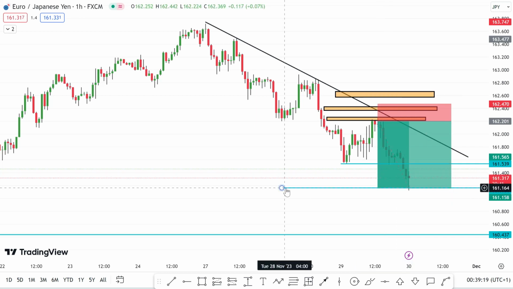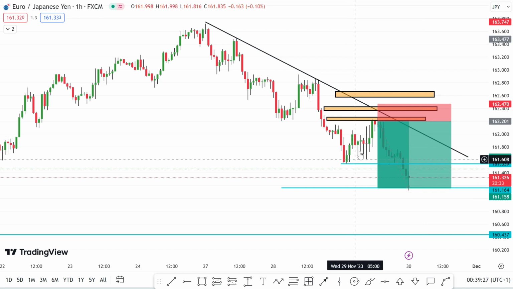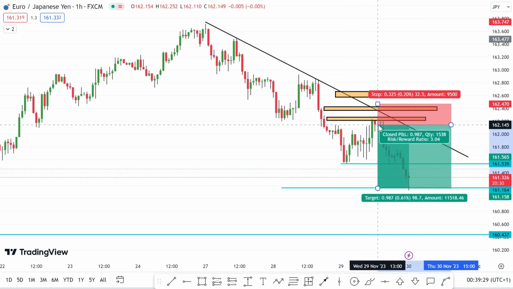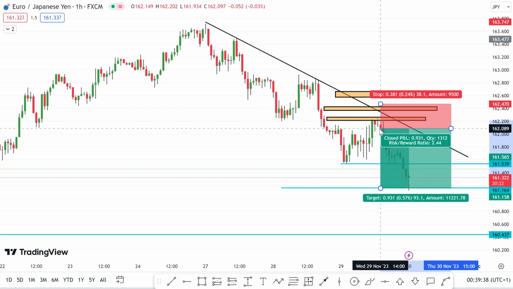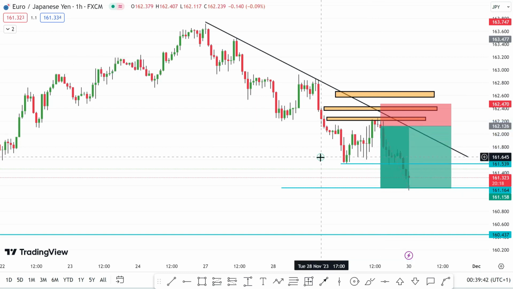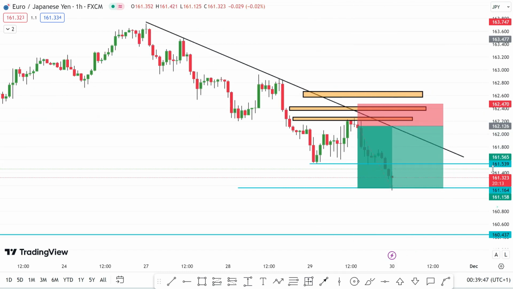So as you can see, this trade already gave us 1:3.8 RR, but when I called this setup, we took the sell over here and we were able to bank approximately 1:2.5 RR. Alright, this was almost the entry point, guys, because I noticed there was a hanging man.